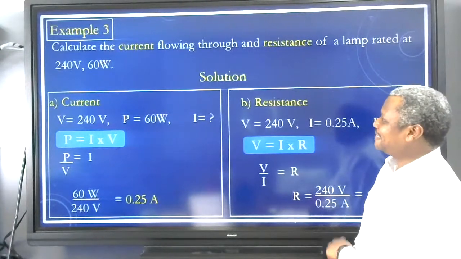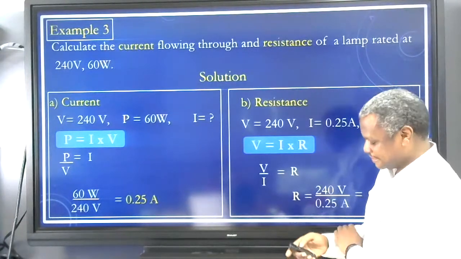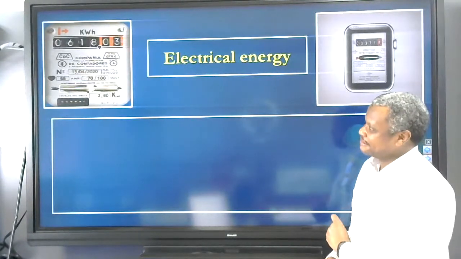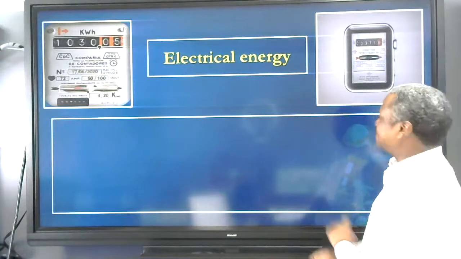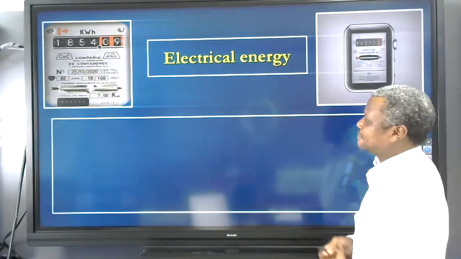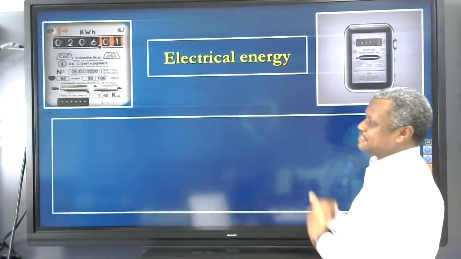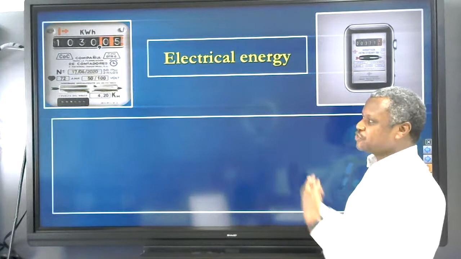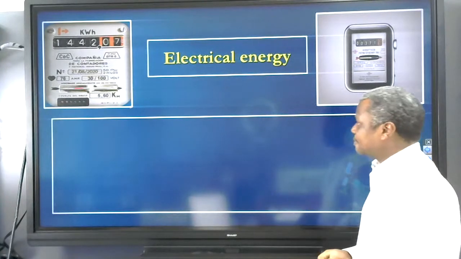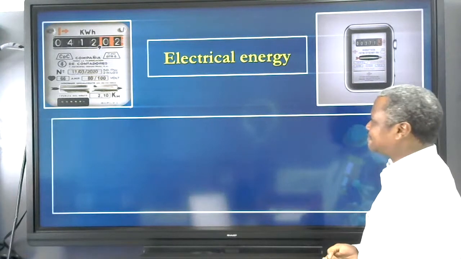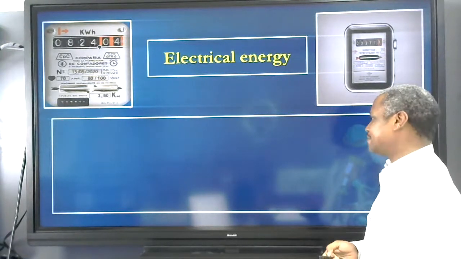Okay. Now the last slide before we do a short quiz again is what we call electrical energy. I think you've seen these gadgets in your houses. They calculate how much energy you're using in your home, which you use to pay the government for how many units you use up during a particular period of time.